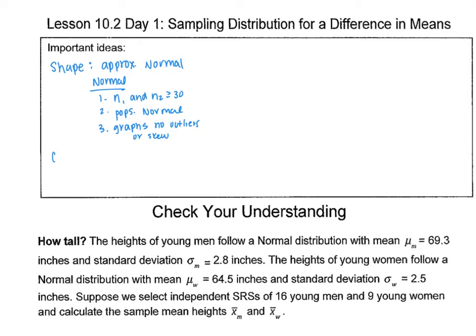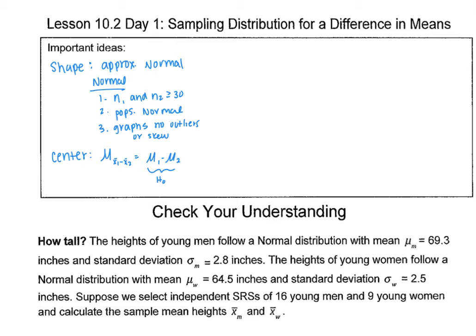The center for a sampling distribution for a difference in means, mu of x bar 1 minus x bar 2, is going to just equal mu 1 minus mu 2. And when we start to do significance tests, that's going to end up being your null hypothesis, mu 1 minus mu 2, when we do significance tests.